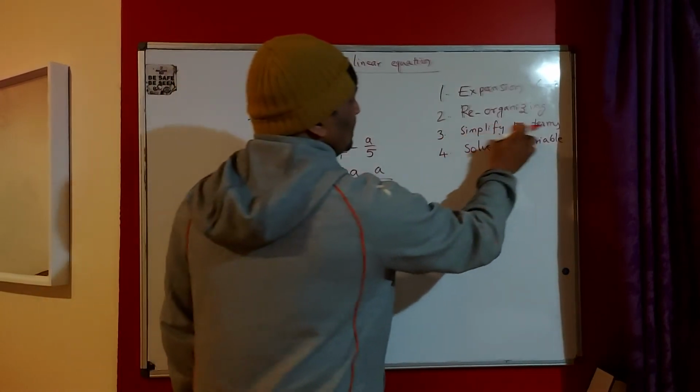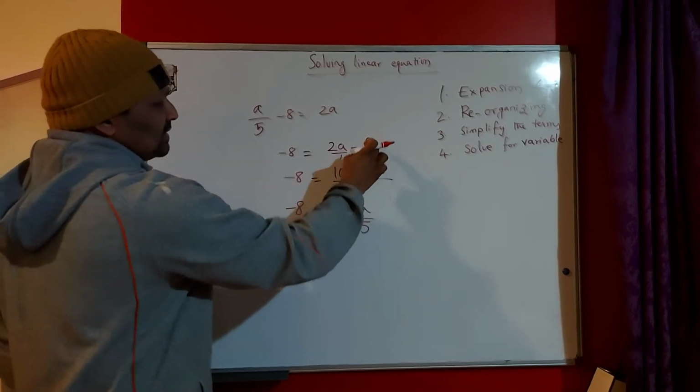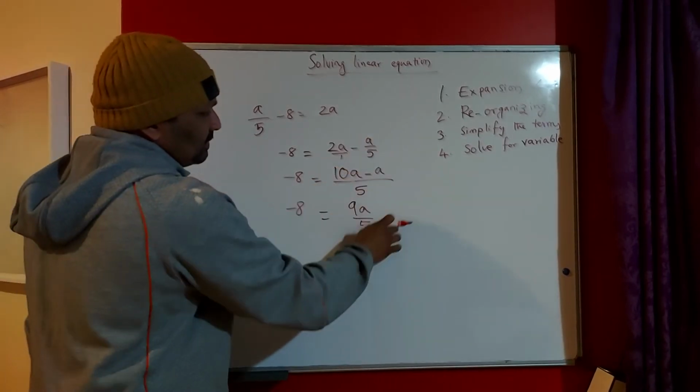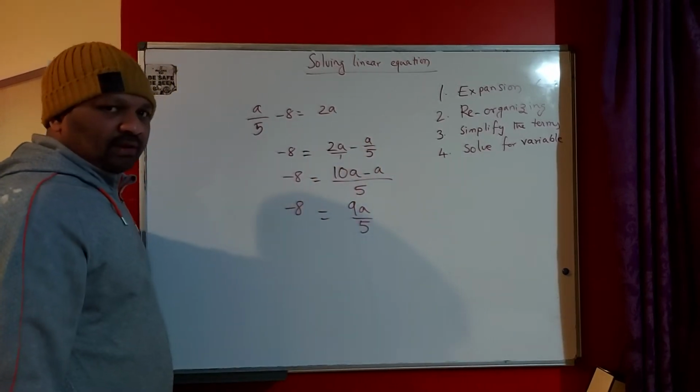We did the simplifying the terms. We simplified these two terms. Okay, because there is a fraction involved, we got one additional step. But this is all the part of simplification. From here to here we simplified. From here to here we further simplified.